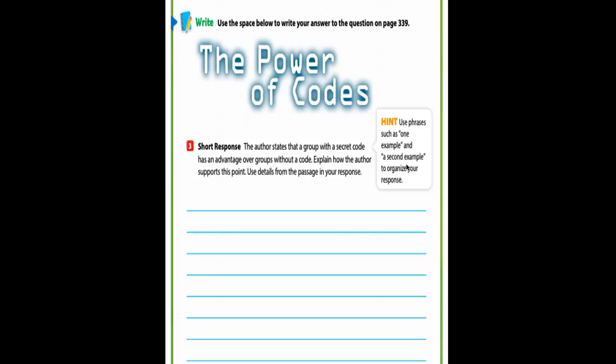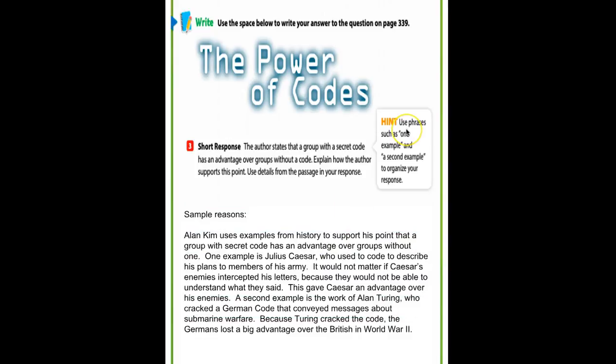So remember, our points here that we made are that Julius Caesar was able to stay in power, Elizabeth II was not able to stay in power, and Alan Turing broke the German code, and that's how the British were able to figure out when their ships were being bombed. So here's what we came up with. And this is just a sample example here for you.